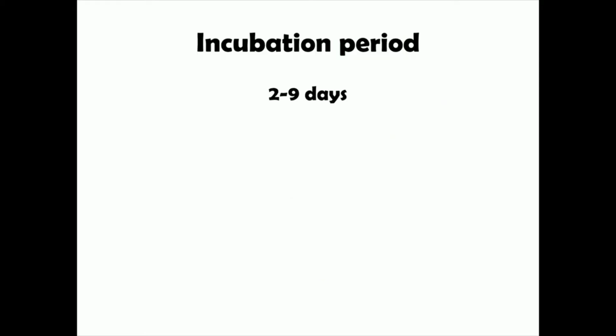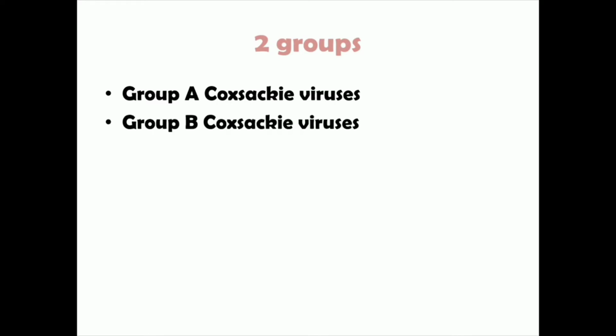The incubation period of coxsackieviral infections is about 2 to 9 days. There are two main groups of coxsackieviruses, namely Group A coxsackieviruses and Group B coxsackieviruses. Now, how do they classify the coxsackieviruses into two separate groups?